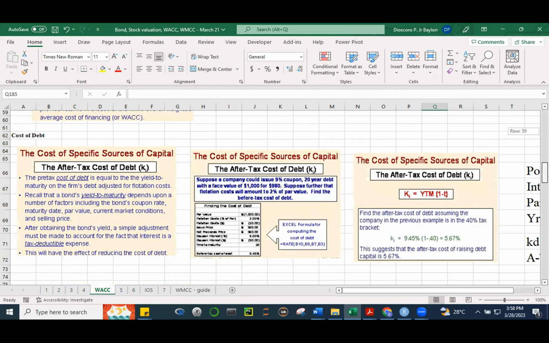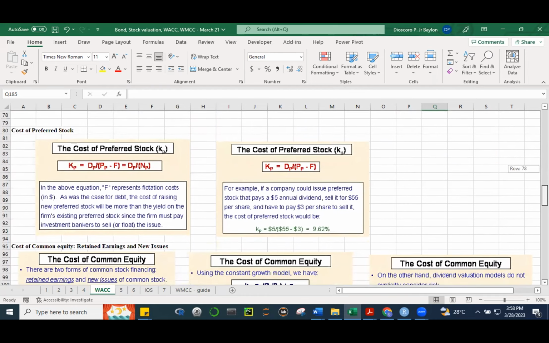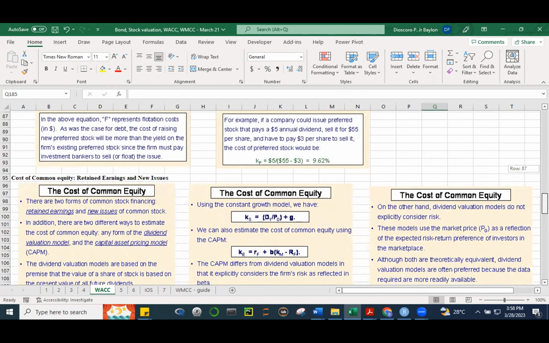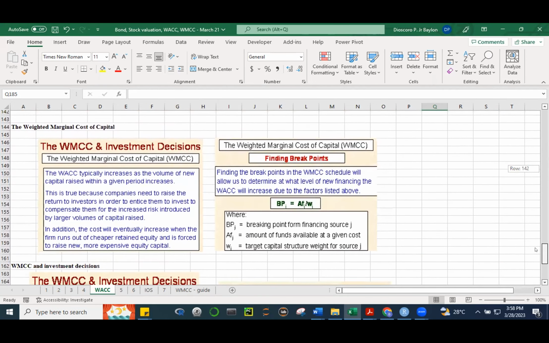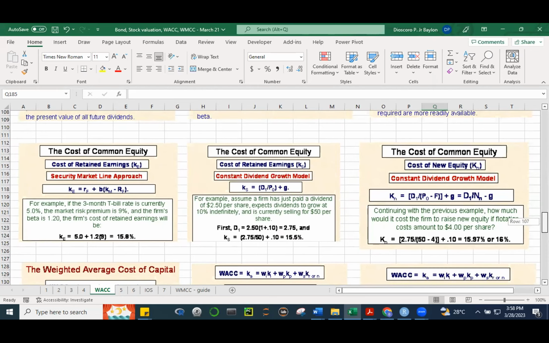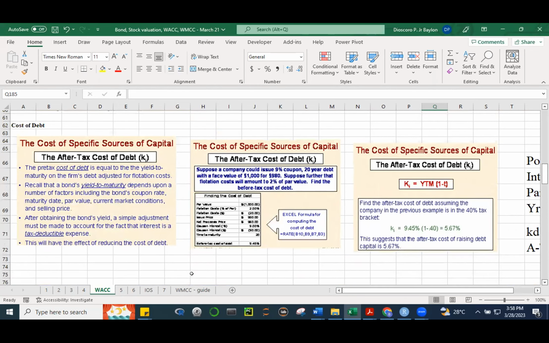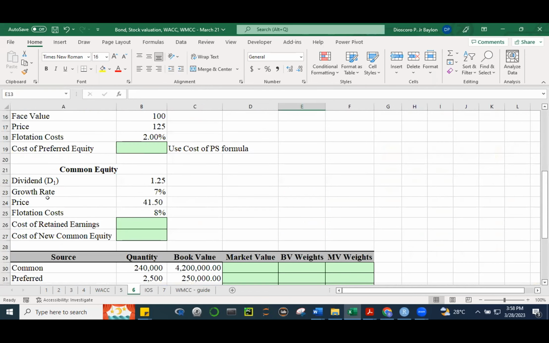So next meeting, we're going to look at the after-tax cost of debt, A sub D, and then the cost of preferred stock, and then the cost of common stock. Okay? Cost of common equity. And then we're going to compute for the weighted average cost of capital. So worksheet number 5 is all about that. Worksheet number 6 is also the same. So there are 2 worksheets for that.